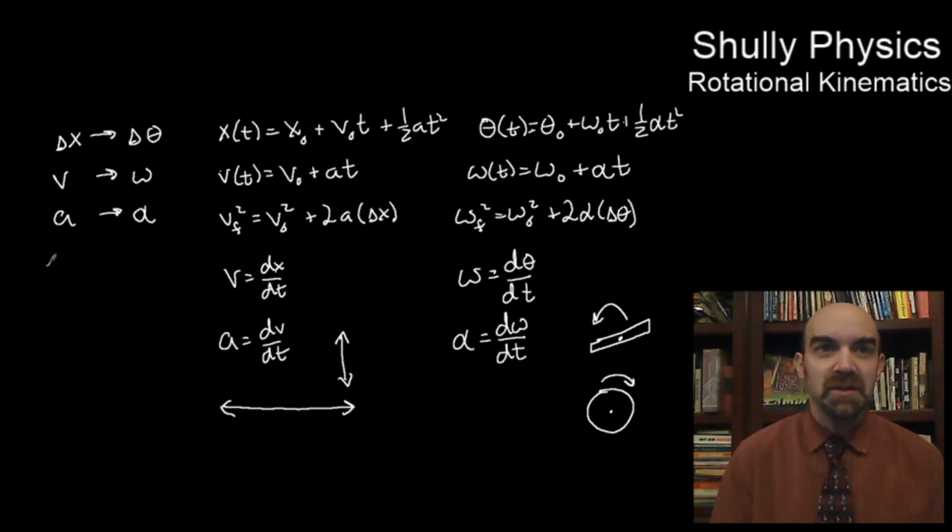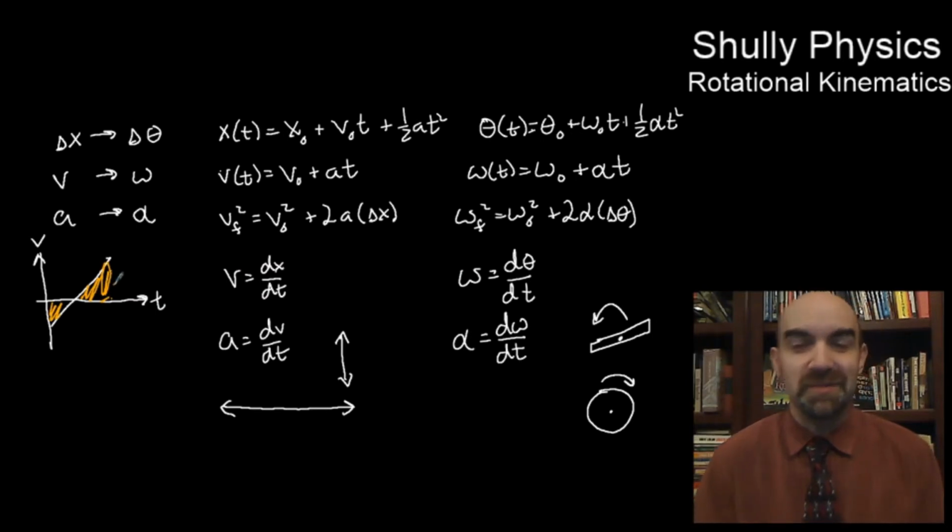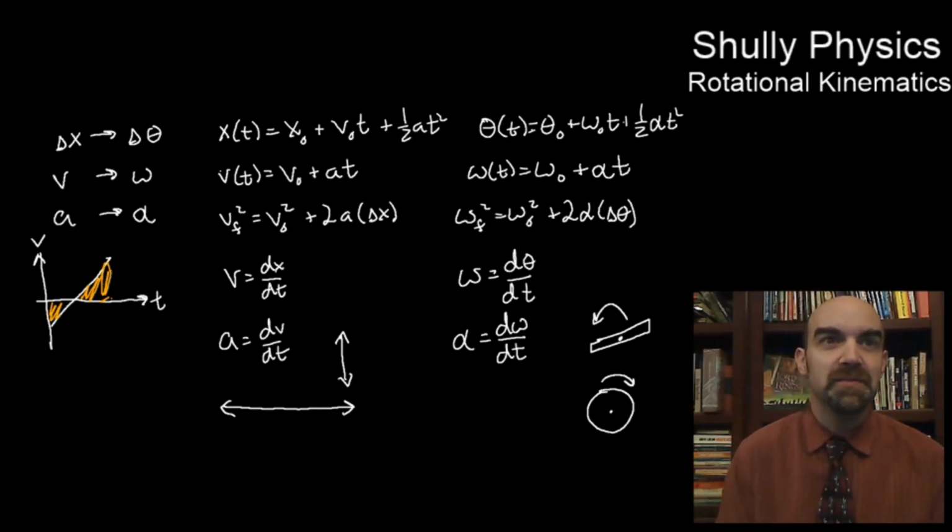And finally, you might recall that given a velocity time graph, something like this, the slope of that velocity time graph is the acceleration rate, and also if we find the area underneath the curve, that would be the displacement of the object.